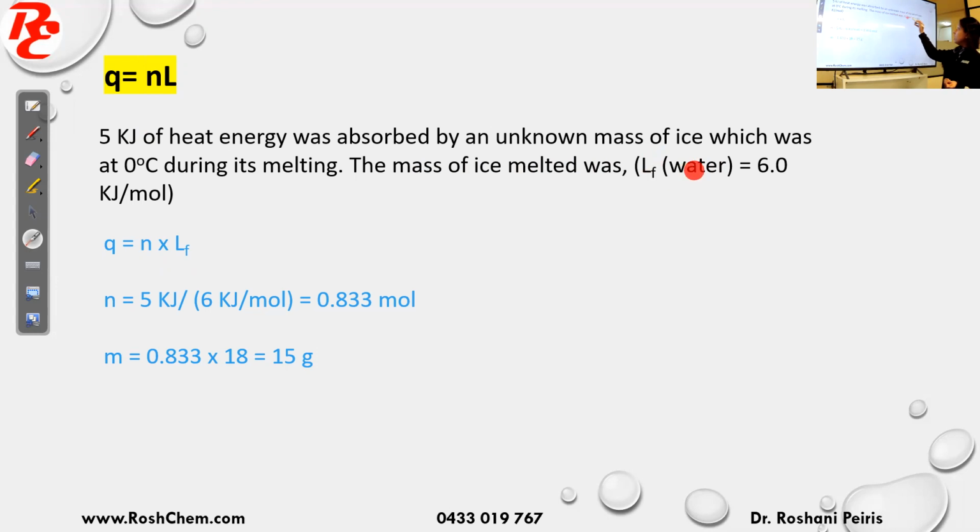but it's given the LF of water or ice, it's 6 kilojoules per mole. Which means if you have 1 mole of ice, it requires 6 kilojoules. So we write the equation Q equals NLF. Then I can find n equals Q divided by the latent heat of fusion value. Here Q is 5 kilojoules, divided by the latent heat value, which is 6 kilojoules per mole. So then I get 0.833 moles.